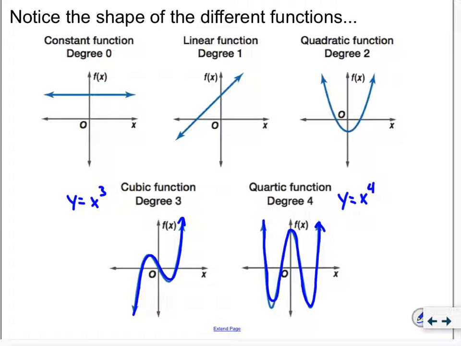So it has 4 zeros. A quartic function has 4 zeros. A cubic function has 3 zeros. A quadratic has 2. A linear really has 1 zero. And a constant function does not have a zero. So some interesting things there. Did you copy that down on your paper?